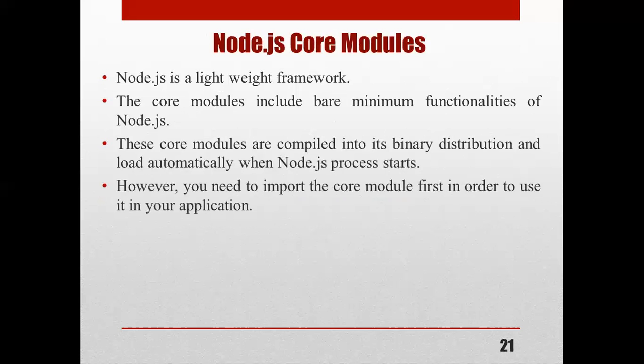The first one is Node.js core modules. As we know, Node.js is a lightweight framework, so the core modules include the bare minimum functionalities of Node.js. These core modules are compiled into its binary distribution and load automatically when the Node.js process starts. When the Node.js process is started or executed, at that time the core modules are compiled into the binary distribution and loaded automatically.